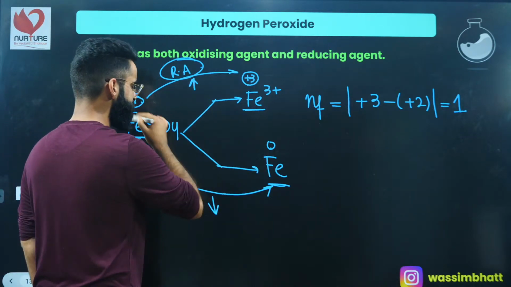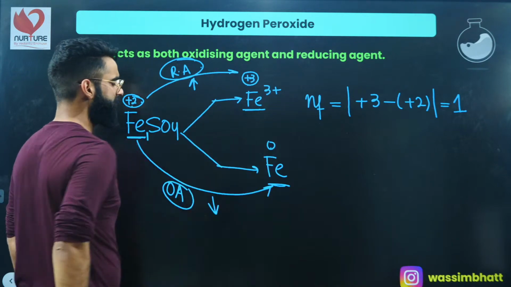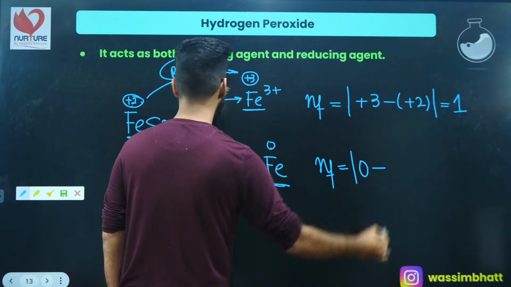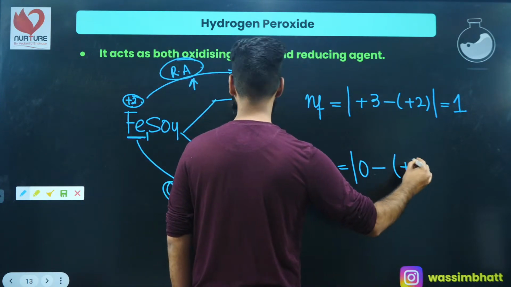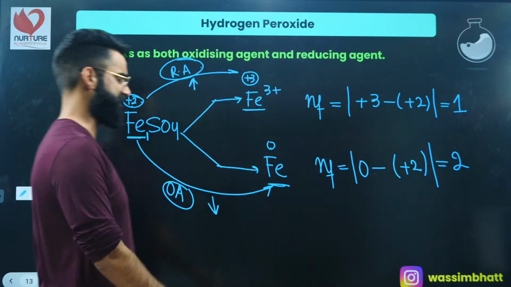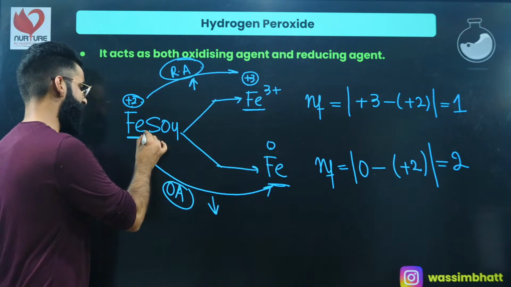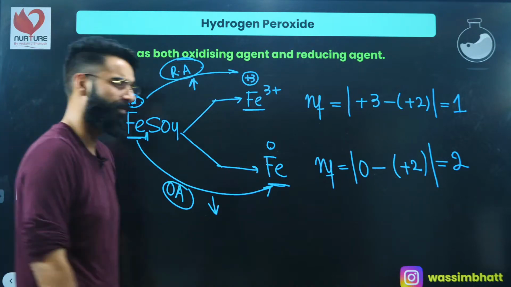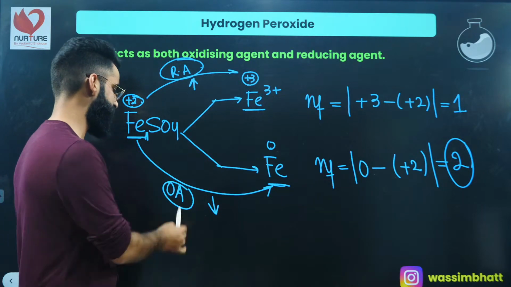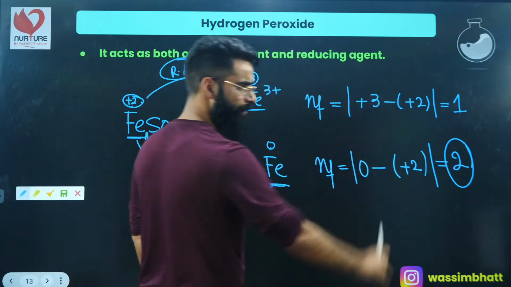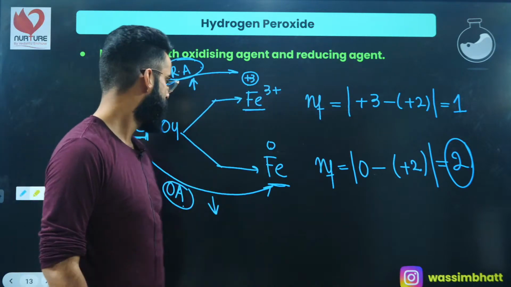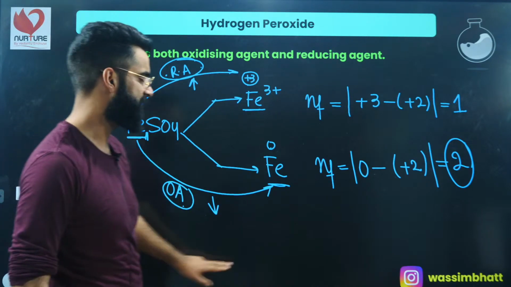Similarly, have a look. Plus 2 to 0. Calculate the change in oxidation state, which is final oxidation state 0 minus initial oxidation state, that is plus 2. The value comes out to be 2. 2 is the change in the oxidation state for one atom of iron, and over here I've got one atom of iron only. So the N factor of FeSO4 when it acts as the oxidizing agent is going to be 2. So whenever FeSO4 acts as a reducing agent, its N factor is going to be 1. Whenever FeSO4 acts as the oxidizing agent, its N factor is going to be 2.